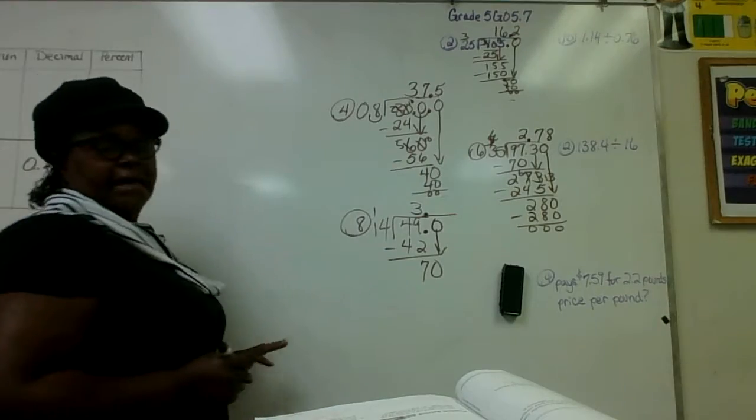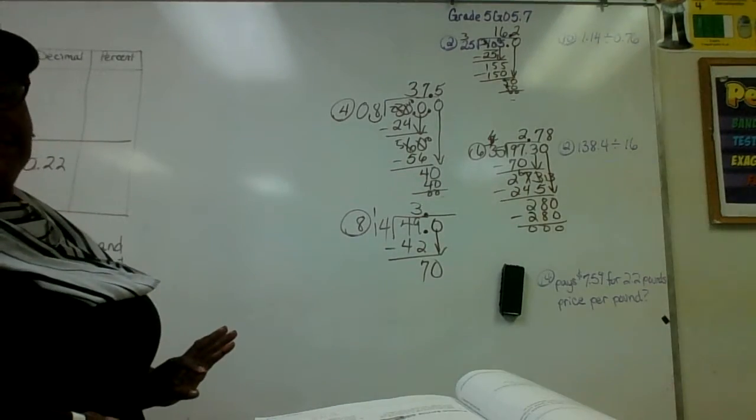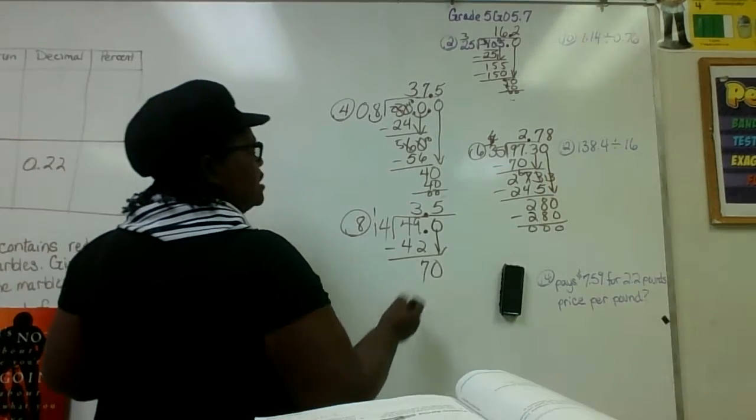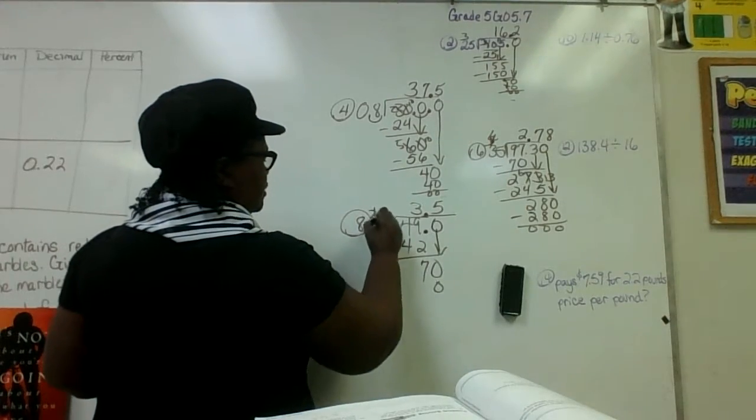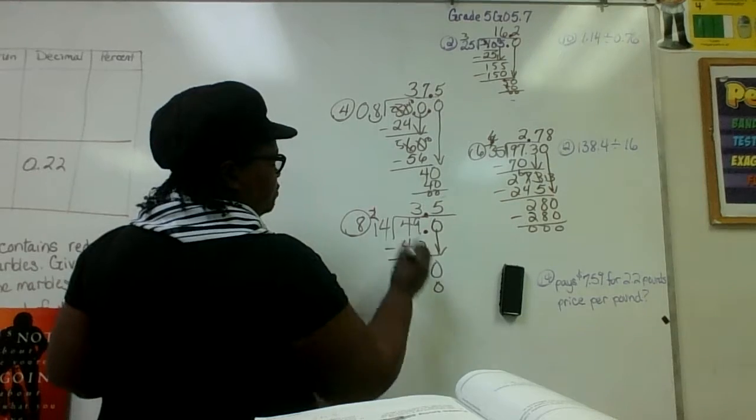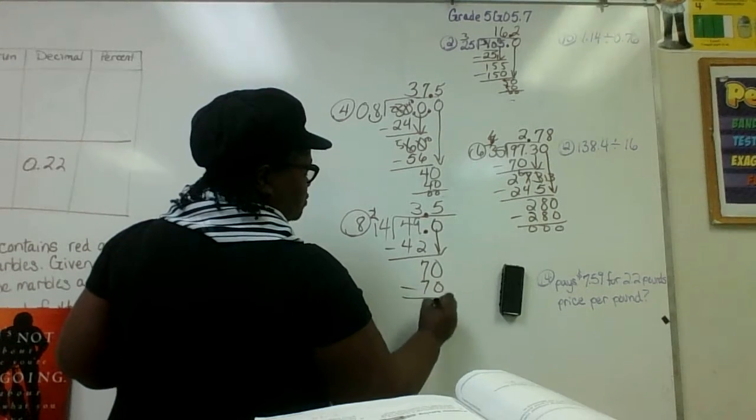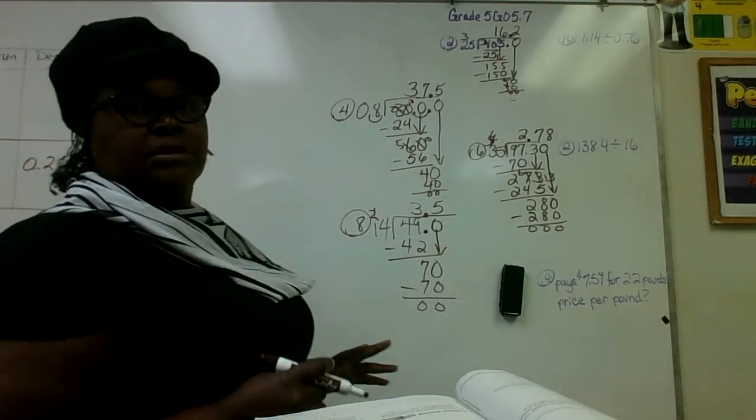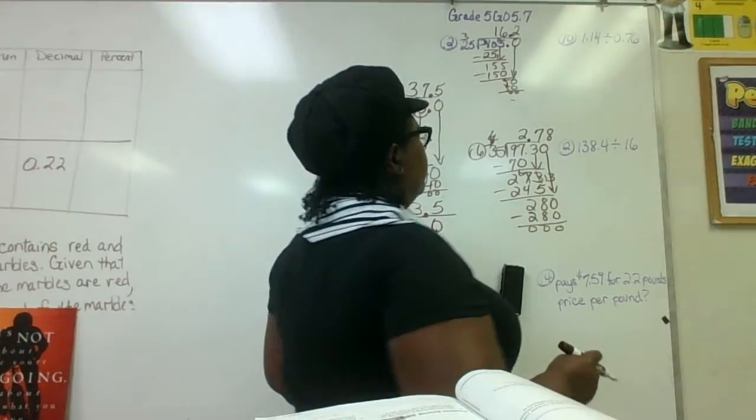So the question is asked, how many 14s are in 70? And the answer is 5. 5 times 4 is 20. 5 times 1 is 5, plus 2 is 7. We subtract. There's nothing left. There's no need to add a 0. Problem is over. Let's take a look up here.